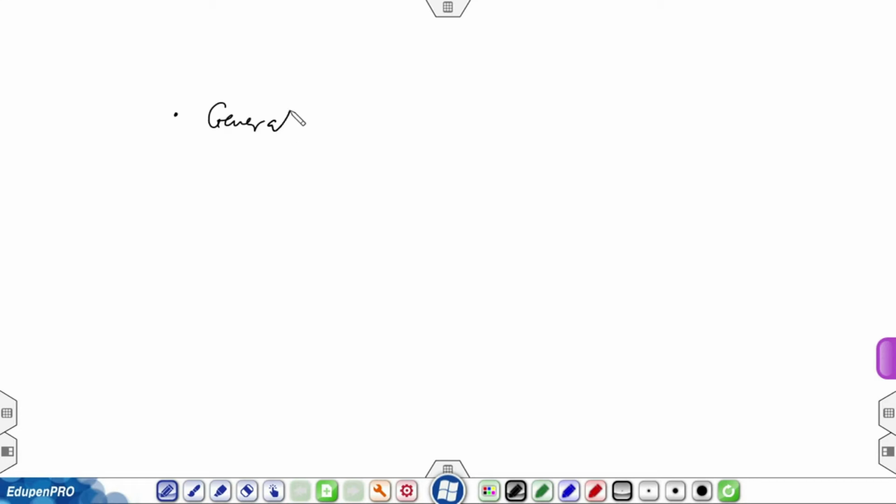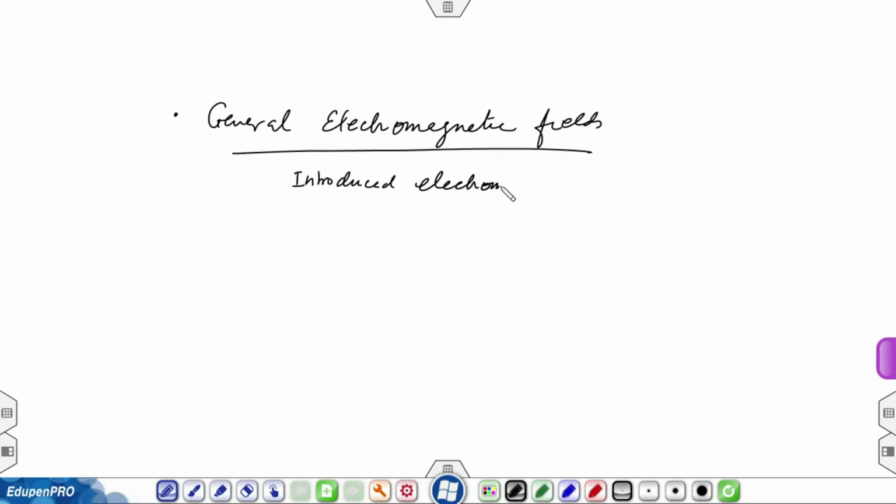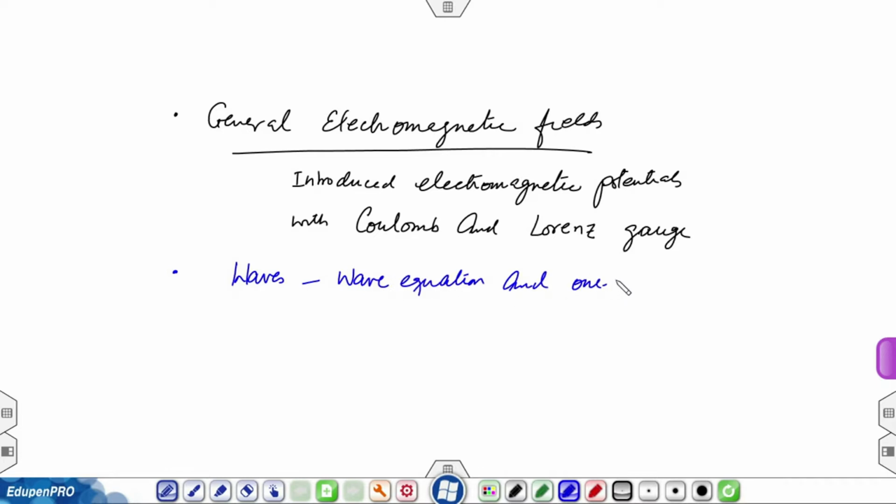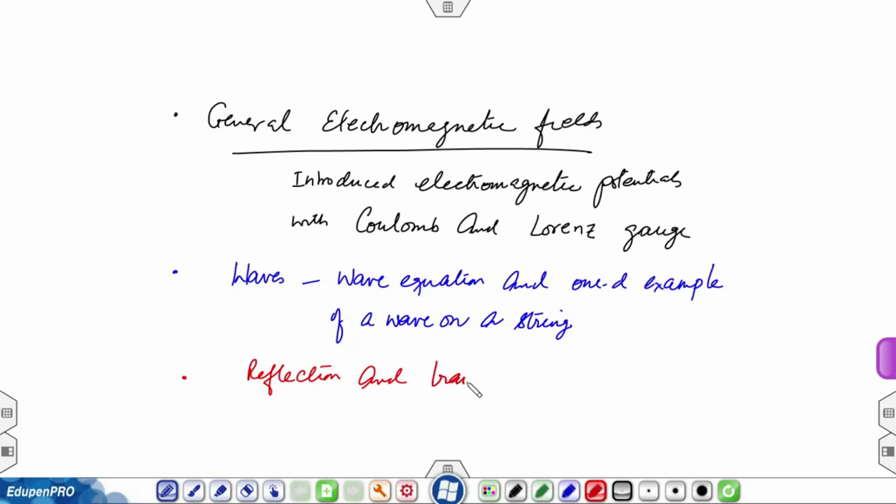We have discussed so far general electromagnetic fields, introduced electromagnetic potentials with Coulomb and Lorentz gauge, and then we talked about waves, wave equation, and 1D example of a wave on a string, and then finally discussed reflection and transmission of waves on a string.